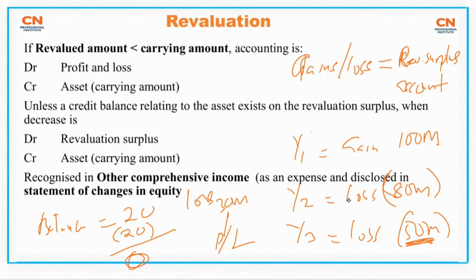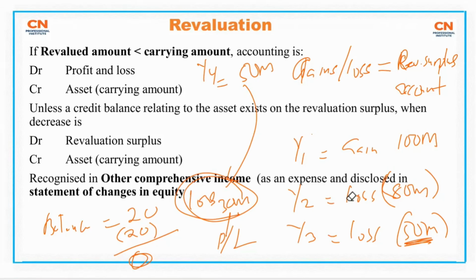If again, let's say year four now, we make a gain of 50 million. Because we have recorded a loss of 30 million in P&L, we will take 30 million of the gain to P&L to go and clear the loss. So out of the 50 million gain, we'll take 30 million to P&L to clear the loss of 30 million. Then the remaining 20 million gain goes back to the revaluation surplus account. I hope you are getting it. So the bottom line is that revaluation losses and gains are recorded in the revaluation surplus account. Some say other comprehensive income, OCI. We will look at those things.